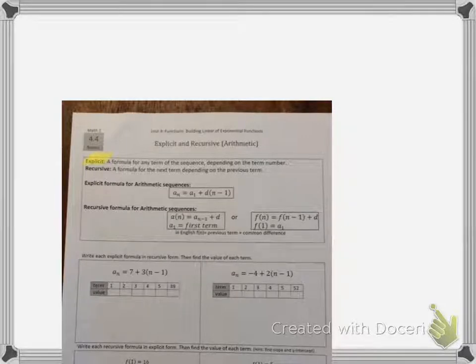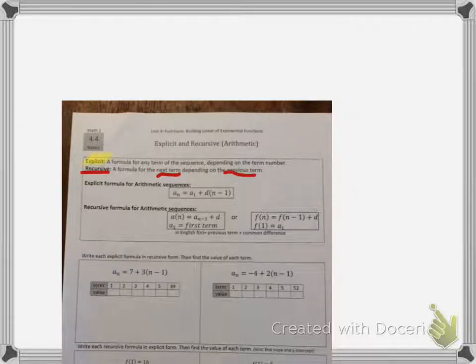On the other hand, recursive is a little bit different. Recursive is a formula that will find you only the next term, and the only way you can do that is if you have the previous term. So if I know what the second term is, I can find the third term. If I know what the 23rd term is, I can find the 24th term. So it finds the exact next term in the sequence.